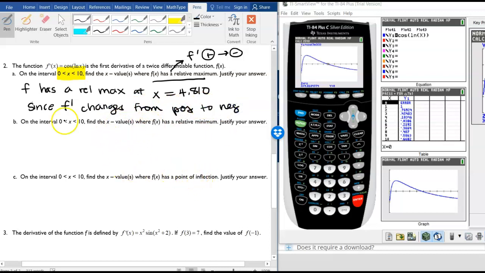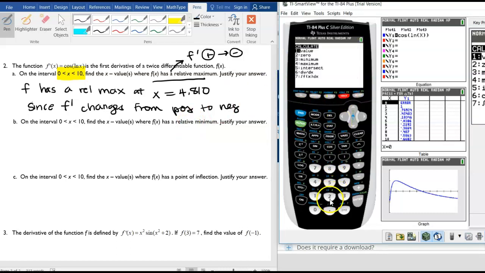For part B, same idea, we're on the same interval. It tells me to find where f of x has a relative minimum. So that's a 0 where I change from negative to positive. I see that happens right here, somewhere between 0 and 1. I can do that same process, second trace, 0. Instead of using the blinker, especially if I'm pretty far away, I can actually just type in an x value.